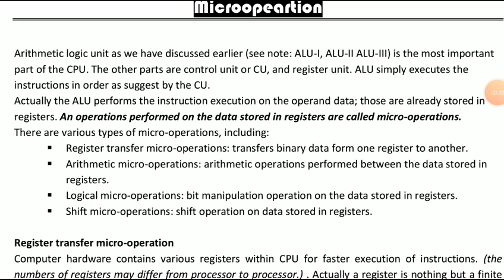Good afternoon, students. Today we are going to discuss the micro operations of a computer system. We already discussed the different types of arithmetic and logical units, ALU 1, ALU 2, ALU 3, in the PDFs. In those PDFs we discussed how the adder, the shifting unit, and the complement unit work, and the Booth multiplication and division algorithm.